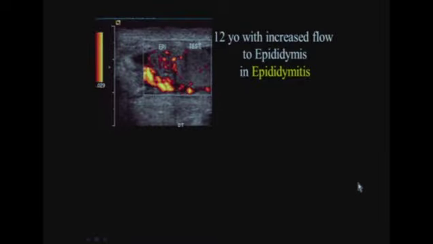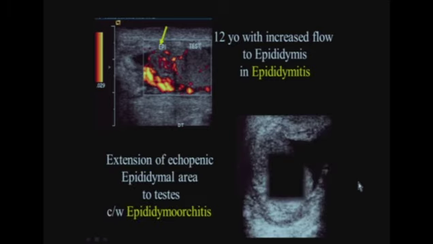This is a 12-year-old with increased flow to the epididymis due to epididymitis. This is an individual who has an echopenic area in the epididymis that extends into the testicle, and this is an example of direct extension of epididymitis to the testicle as an epididymo-orchitis.